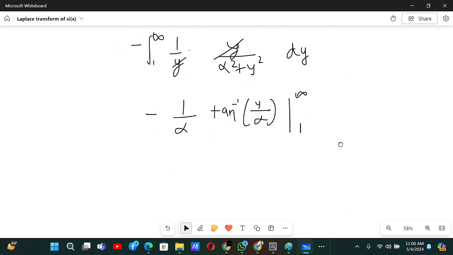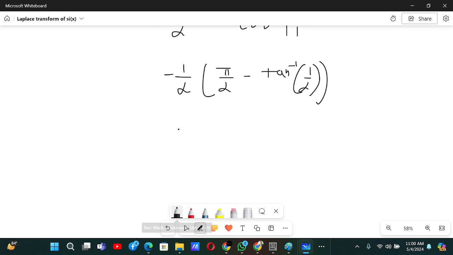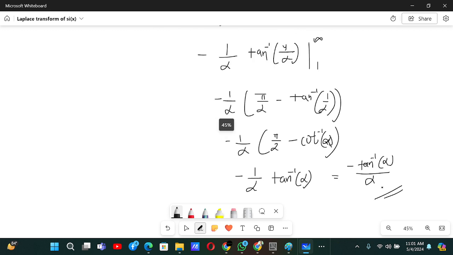And next we have minus 1 by alpha times pi by 2 minus tan inverse 1 by alpha. We know that tan inverse 1 by alpha is just cot inverse alpha, so we have minus 1 by alpha times pi by 2 minus cot inverse alpha. Then pi by 2 minus cot inverse alpha is again just tan inverse alpha. So the final answer is minus tan inverse alpha by alpha, or in other words minus arctan alpha by alpha.